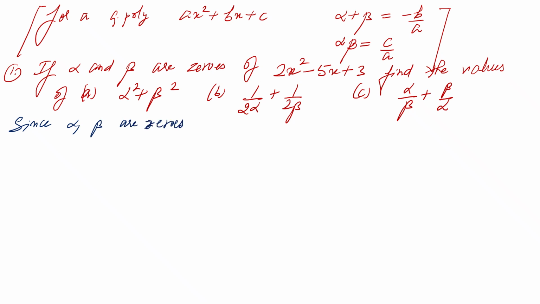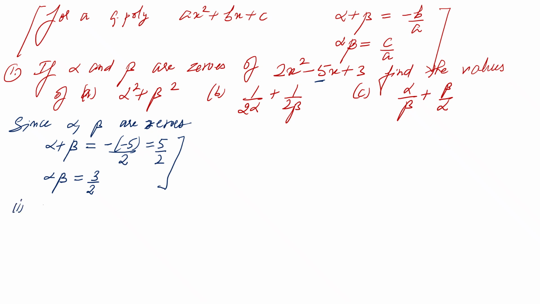देखो हमें ये zeros provided है, तो हम क्या लिख सकते हैं? Sum of zeros क्या होगा? Minus b by a, that is minus the coefficient of x, which is minus 5 over coefficient of x square. So this is 5 over 2. And product of zeros, alpha into beta will be equal to c over a. Constant term is 3 and coefficient of x square is 2. So we will use these two things in the given problems.